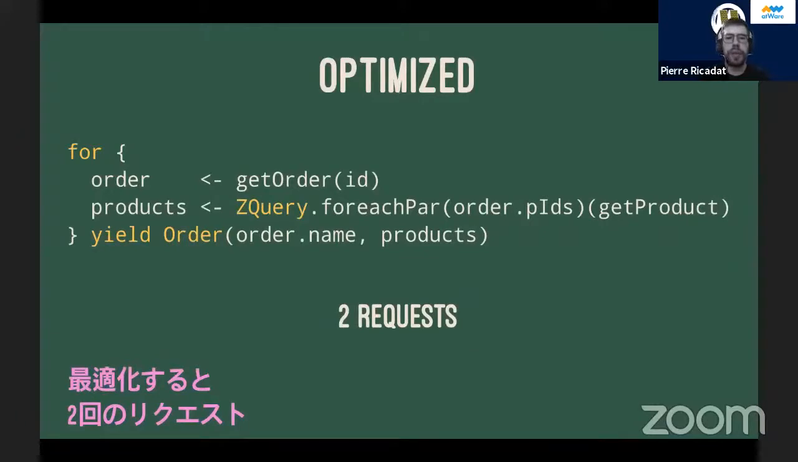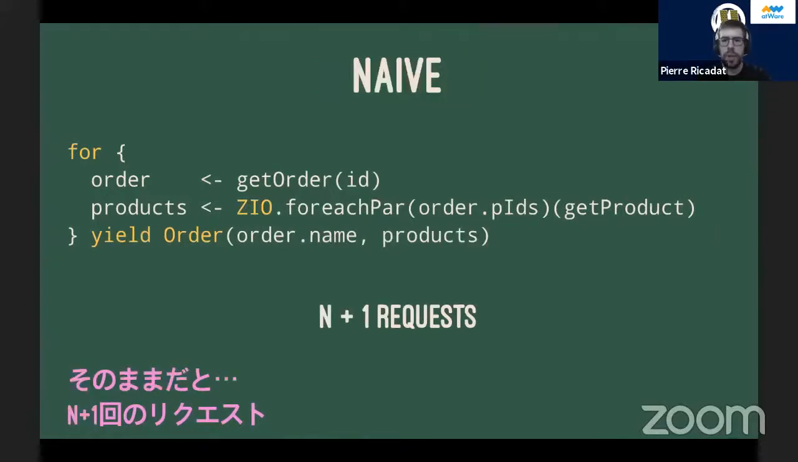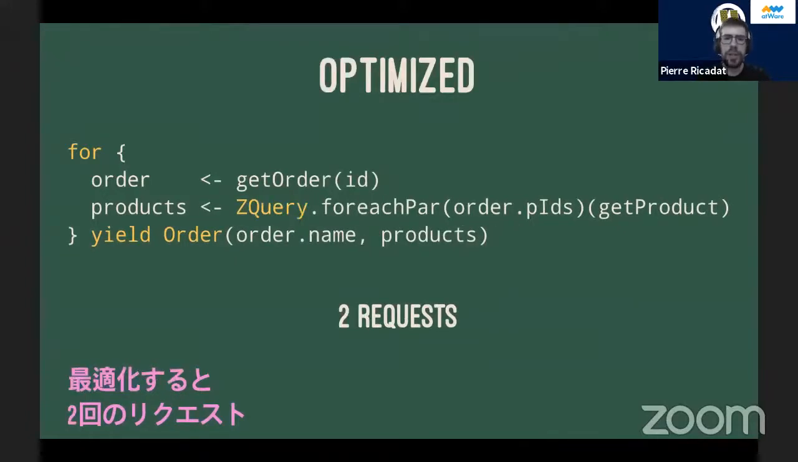The solution for that is a type we call ZQuery that allows using almost the same syntax as before. So you can see in this example, I barely just replaced ZIO by ZQuery. But the difference is that behind the scenes, you can do some optimization that will allow grouping all the requests for each product into one request.